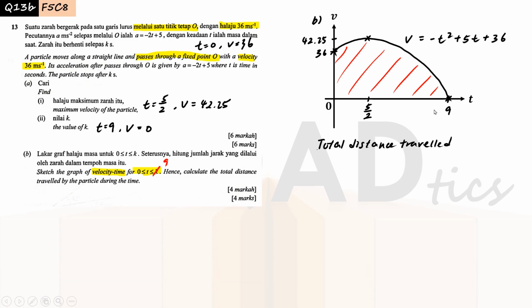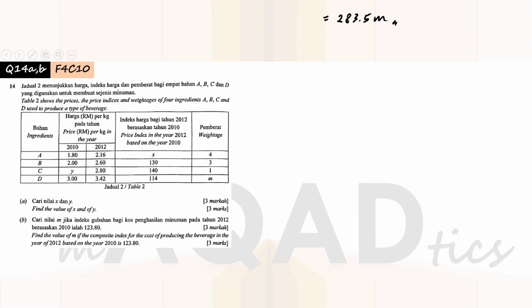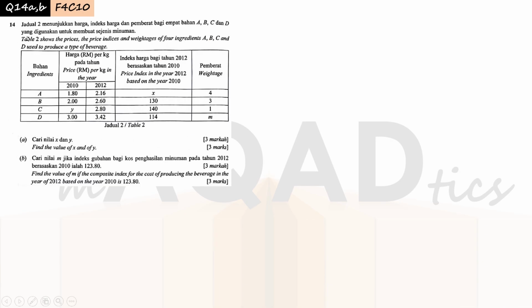Here we need to integrate the velocity equation, and we need to differentiate in terms of dt, because everything here is in t. For the range, we integrate from 0, which is the starting point, until the ending point, which is 9. So now it's just normal integration. Now these two values I substitute inside here and find the difference to find the total distance traveled, which is 283.5 meters.